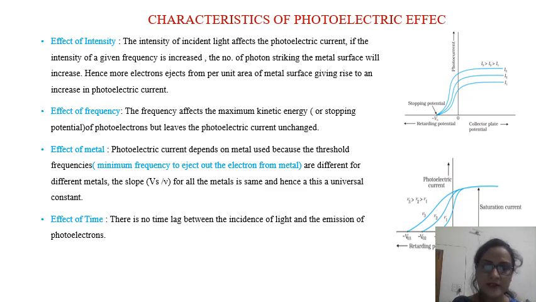Effect of metal. Photoelectric current depends on the metal used because the threshold frequency, the minimum frequency to eject an electron from the metal, is different for different metals. The slope for all metals is the same, and hence this is a universal constant. Effect of time. There is no time lag between the incidence of light and emission of photoelectrons. As the radiation falls on the surface of the metal, ejection of electrons starts immediately.